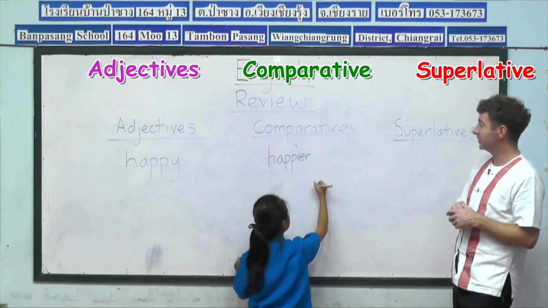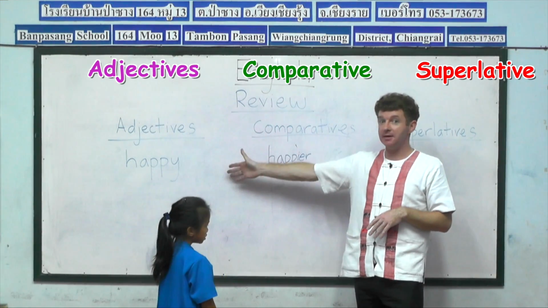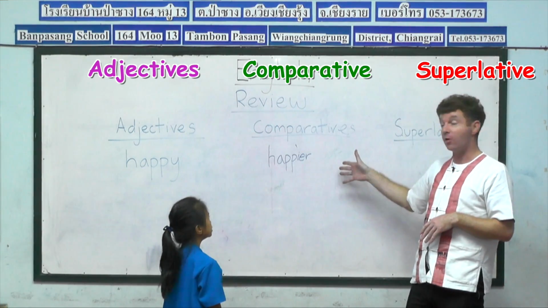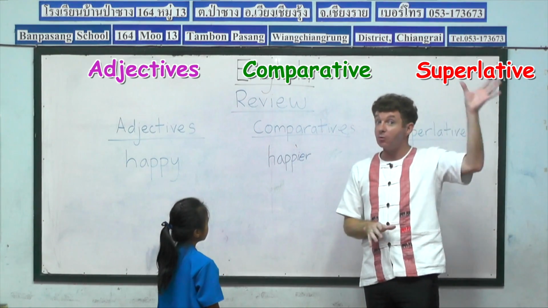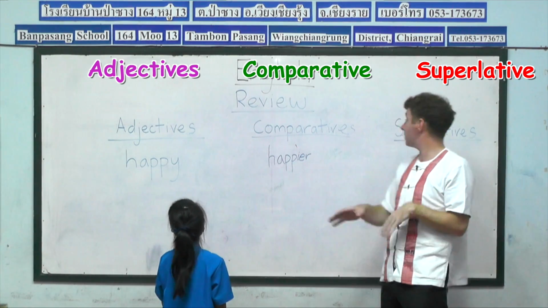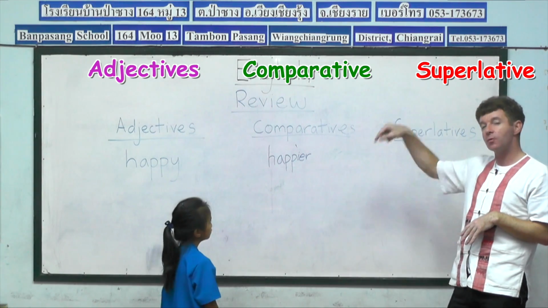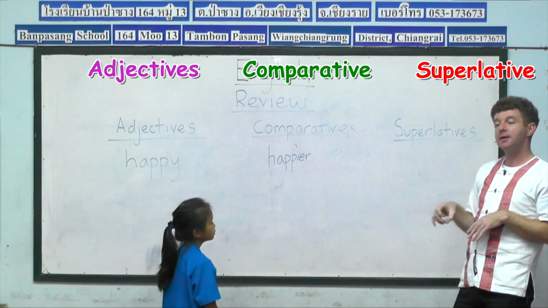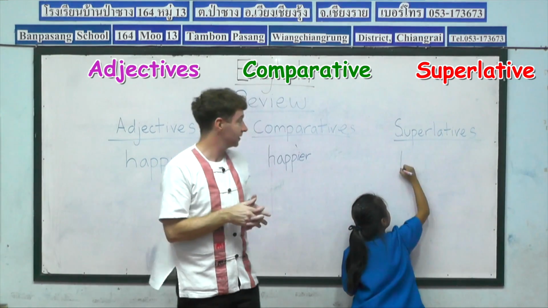Excellent, Prel. You can see how we've gone from the adjective happy to the comparative form happier. Now, if we want to talk about the most happy, we can't say most happy. We have to talk about the superlative. We delete the Y, but we don't add I-E-R. I-E-S-T. Perfect.